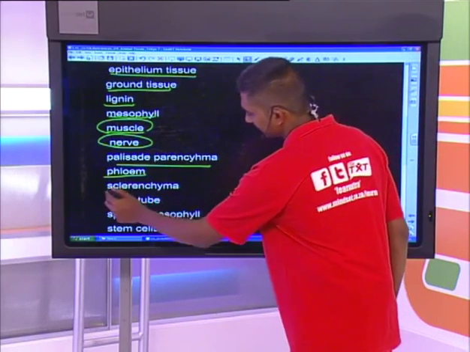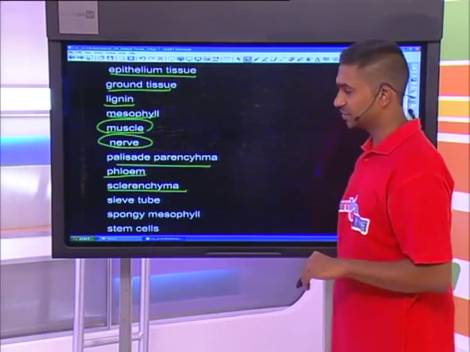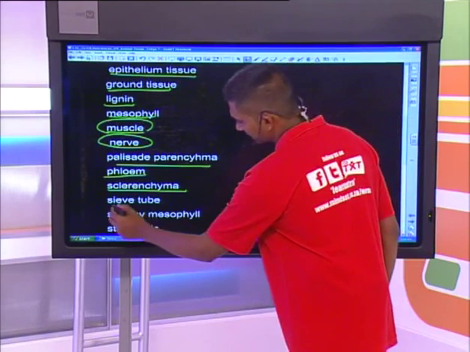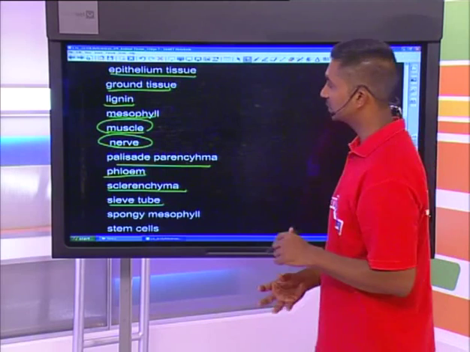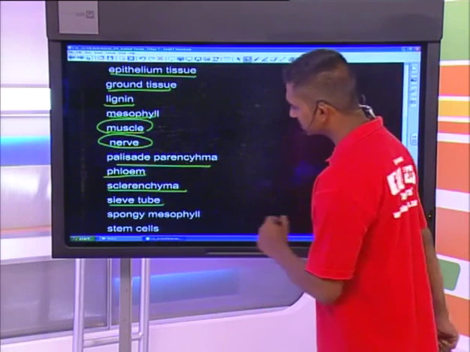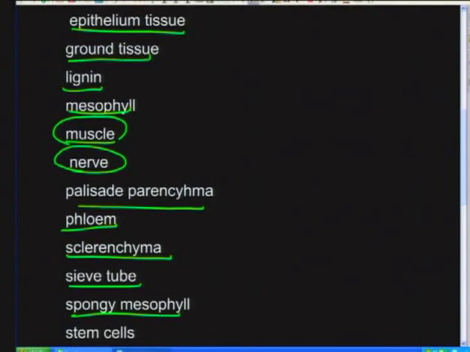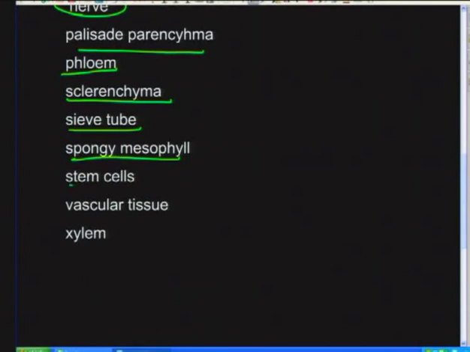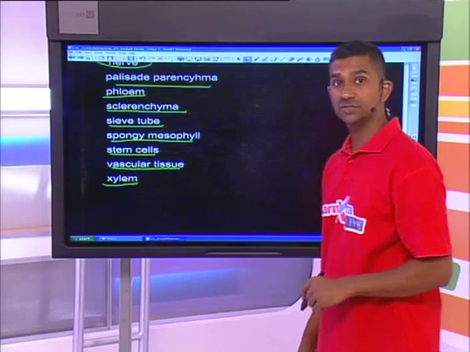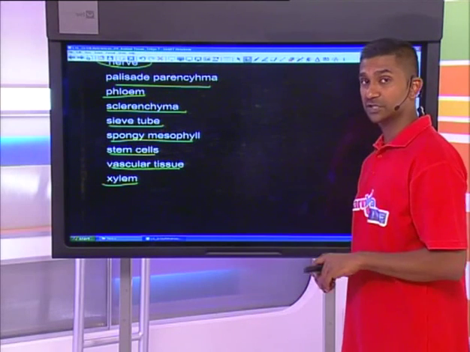We also looked at sclerenchyma, and this was strengthening tissue. The sieve tubes, again, part of your vascular tissue. They worked in conjunction with the companion cells. We also look at spongy mesophyll. We see this very clearly in a leaf. And then we obviously will look at stem cells when we look at animal cells today. And vascular tissue would refer both to plants and animals. And xylem, again, the conducting tissue in plants that is responsible for transportation of water.